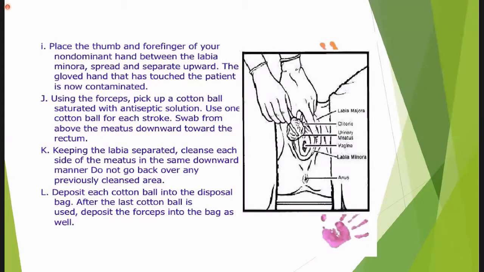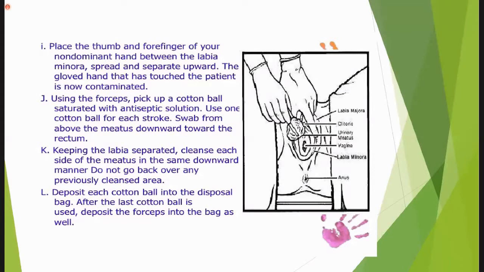Same things: apply the drapes under the buttocks and the fenestrated sheet, and clean the surface area with soap and water, and then place the thumb and the forefinger of your non-dominant hand between the labia minora and spread and separate upward. Expose the labia minora and labia majora, and the glove on the hand that has touched the patient is now contaminated. Using the forceps, pick up the cotton balls soaked with antiseptic solution, which is povidone.